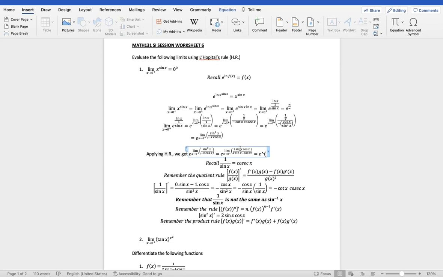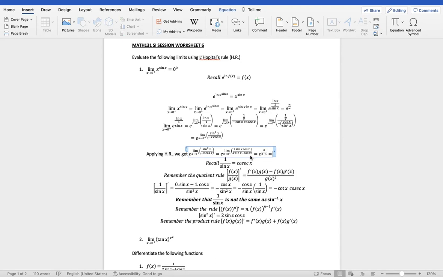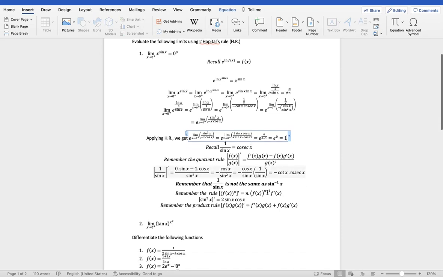E to the 0 divided by x times sine x, which is 0 times sine of 0, which is just 0, minus cos of 0, which is 1. So you have 0 minus 1 in the denominator. Let me just rewrite the whole thing. 0 minus 1, which is basically the same as e to the 0, which gives you 1. So does everyone understand this?